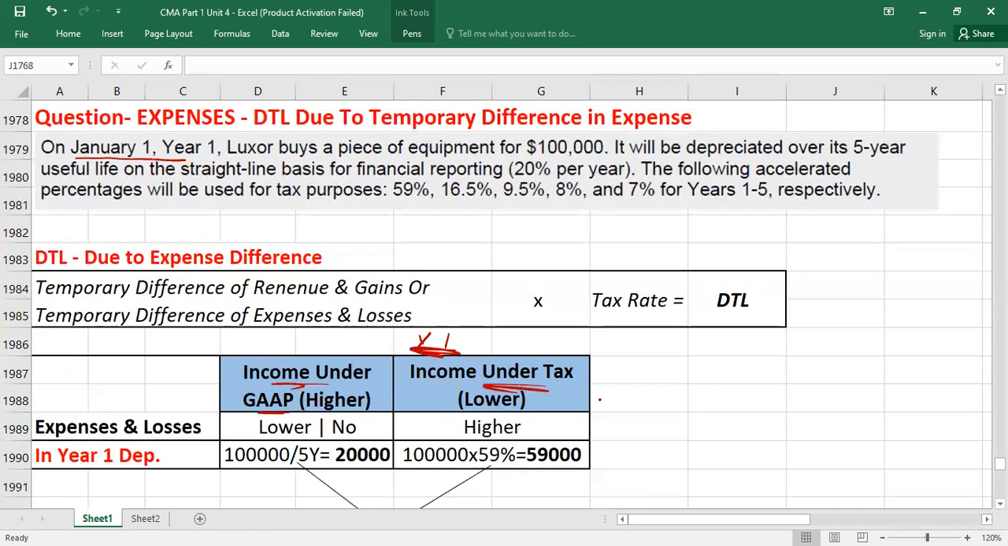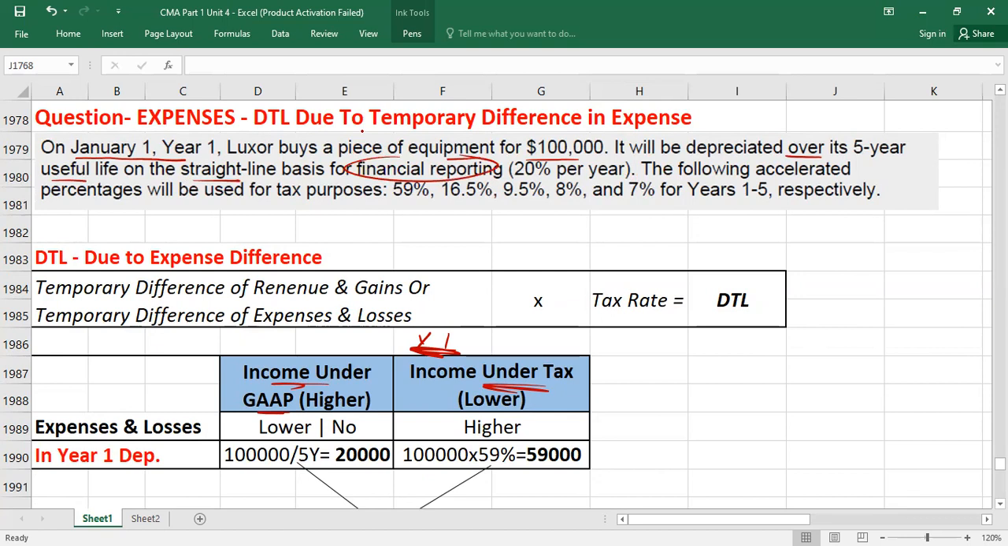What happened under tax? I just made two columns. Let's think: on January 1, year 1, Luxor buys a piece of equipment for $100,000. It will be depreciated over its what? 5 years useful life on a straight line basis for financial reporting.